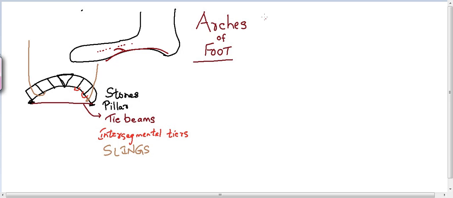So there are three arches of the foot, specifically speaking 2.5 in each foot. The names of the three arches are the medial longitudinal arch, lateral longitudinal arch, and transverse arch. So today's topic is the medial longitudinal arch. Let's understand the medial longitudinal arch in detail.